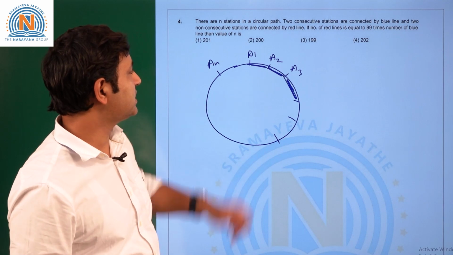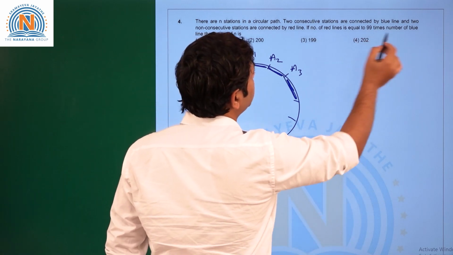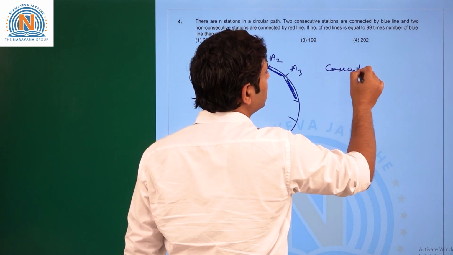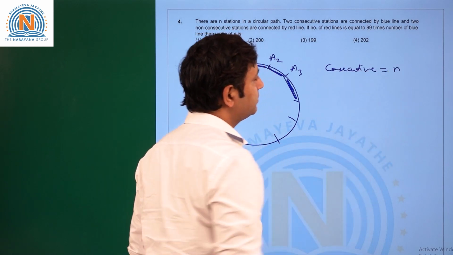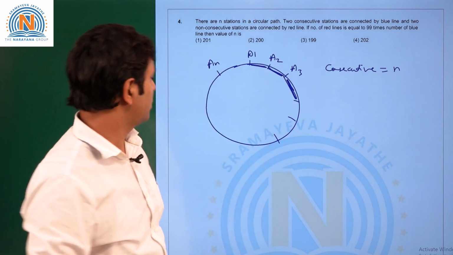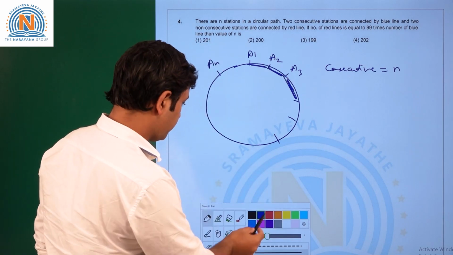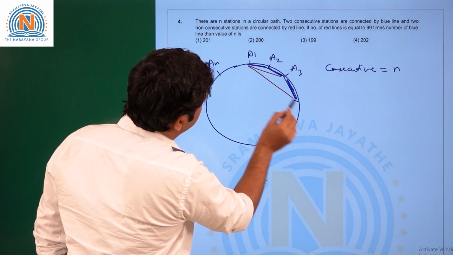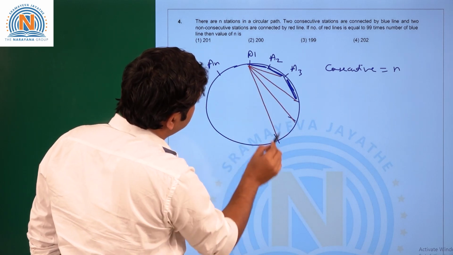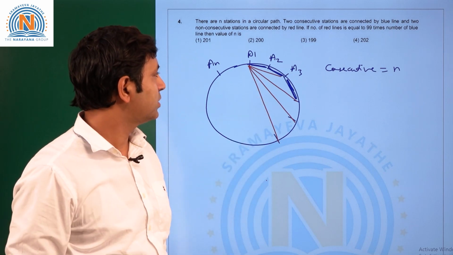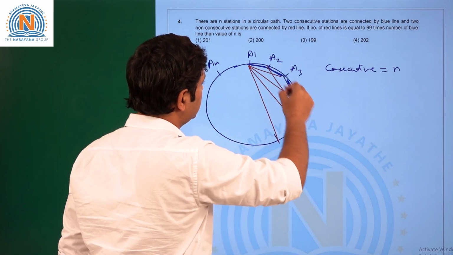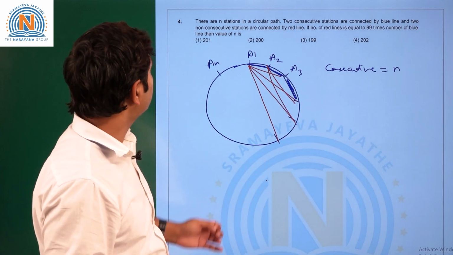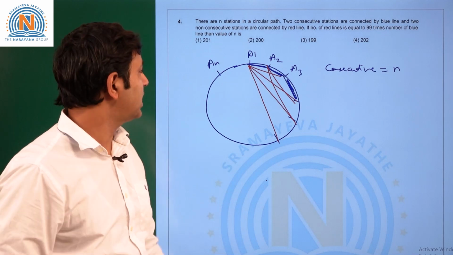Consecutive stations, as you can see, will be n, and non-consecutive stations will be connected by red. So, we can see non-consecutive, A3 to this, A3 to this, many connections will be there. So, non-consecutive stations are connected by red lines. How many red lines will be there?